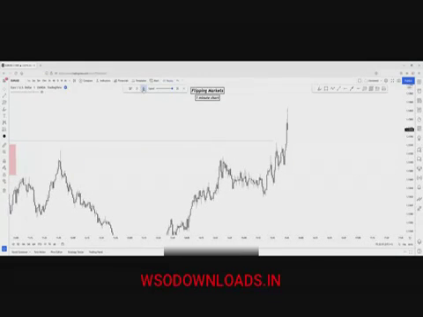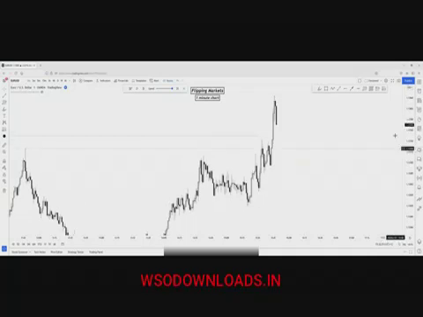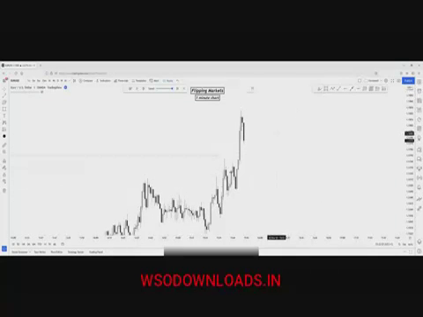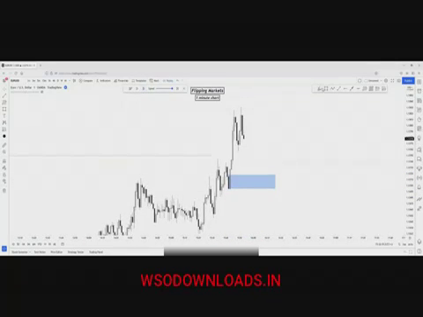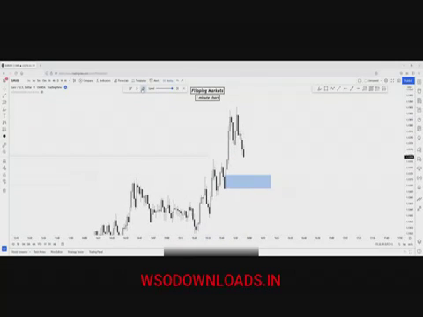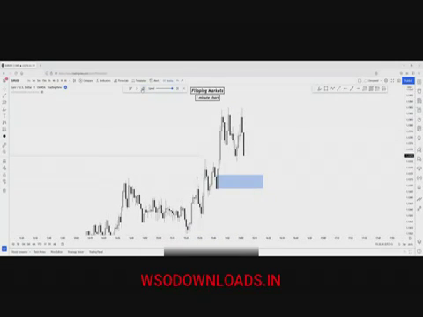Okay, small pullback. And actually the sweep happened, as you can see. And this was the last demand zone that created the sweep and the breakout of structure to the upside. Let's play price forward. Price swept this liquidity line, as you can see. That's what happens next.